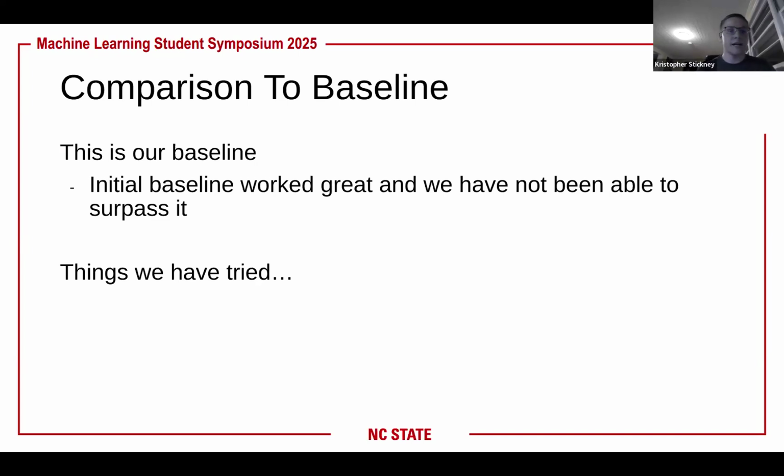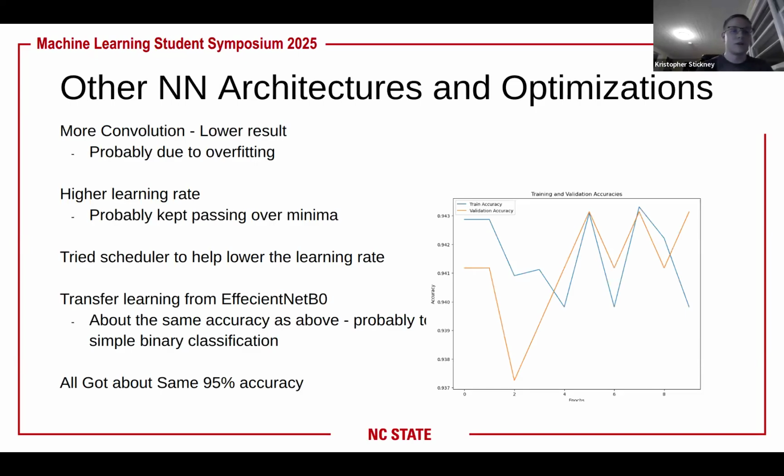So, some things we have tried. We tried more convolutional layers, STEM layers. This actually led to a lower result, which is probably due to overfitting. We tried a higher learning rate, and this also had even worse precision and accuracy. This is probably due to it constantly passing the minima and not being able to settle down to that minima. As you can see in the graph there, this is with, I believe, the higher learning rate, which is more jagged and going all over the place.